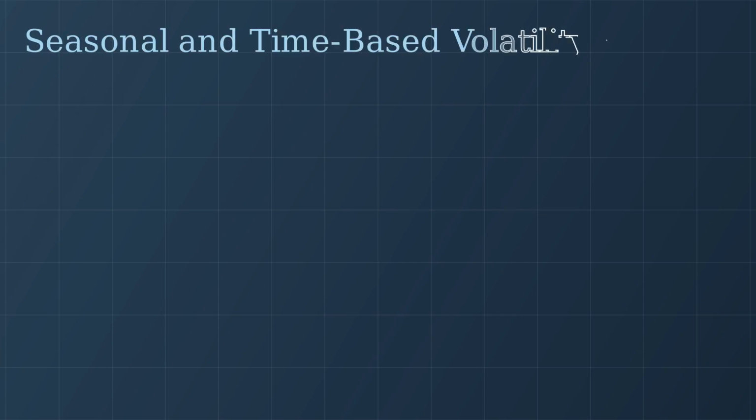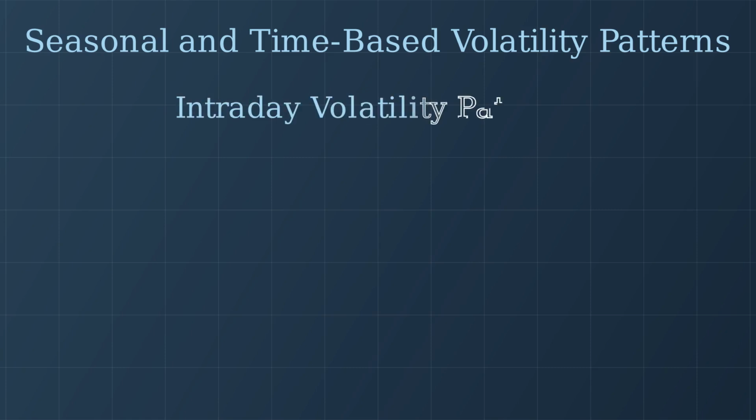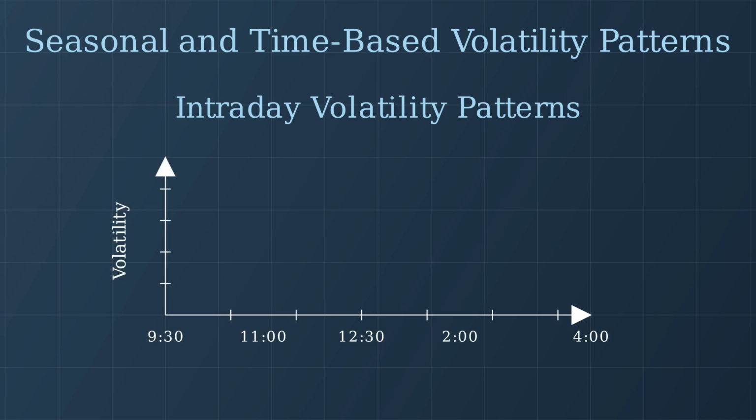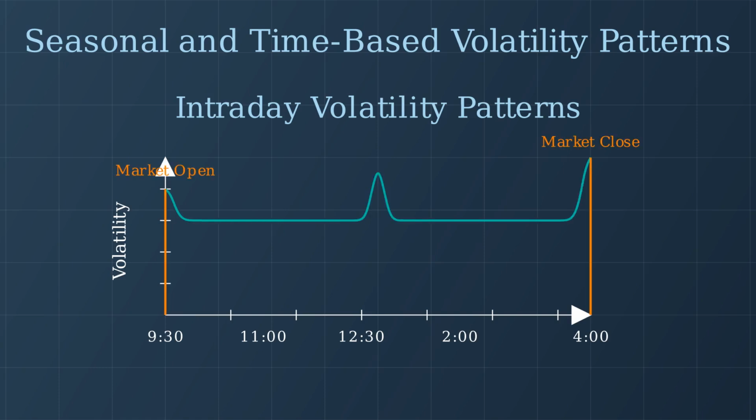Markets display predictable volatility patterns based on time factors. Understanding these patterns can give traders a strategic advantage. Intraday volatility typically spikes during market opens and closes, creating what traders call a volatility smile, or J-curve. This pattern occurs because of increased trading activity and price discovery at the beginning and end of trading sessions.